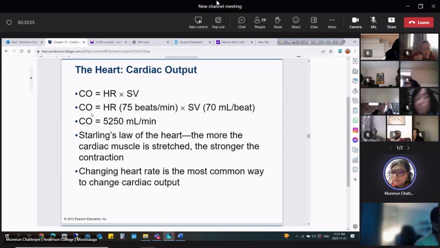So this is the calculation. Cardiac output is heart rate, the beats per minute, times stroke volume. Heart rate is 75 beats per minute and stroke volume is 70, so 5,250 ml per minute. Whatever I ask you, CO means cardiac output, SV is stroke volume, and HR is heart rate, which is how many beats per minute. Clear? Okay.